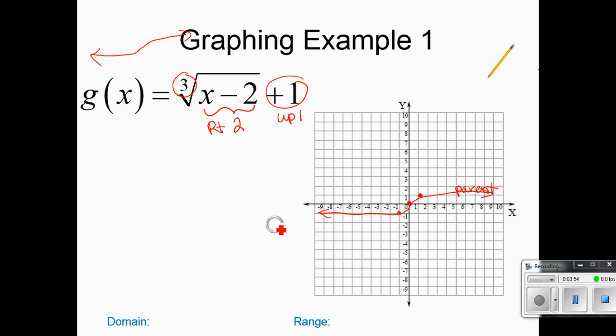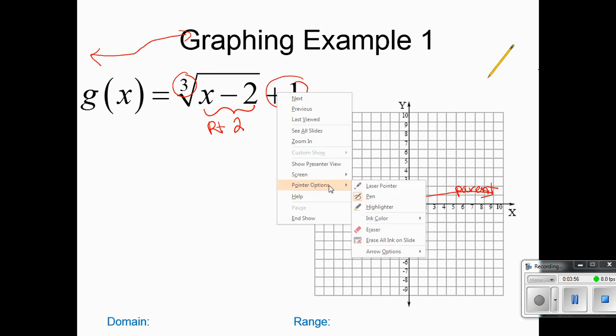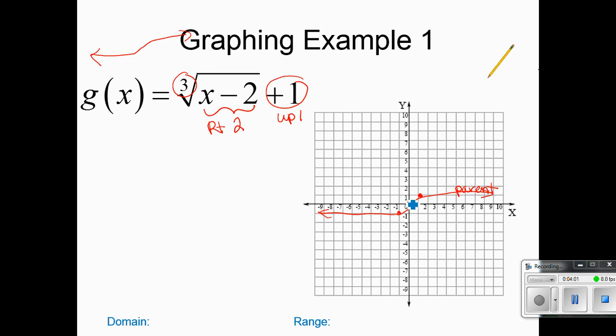Let me see if I can get another color here. How about blue? There we go. So we're going to move to the right 2, up 1. This is the new (0, 0) spot. And then if I go ahead and graph from there, I would go up 1 over 1 to make the top half, and down 1 over 1 to make the bottom half.